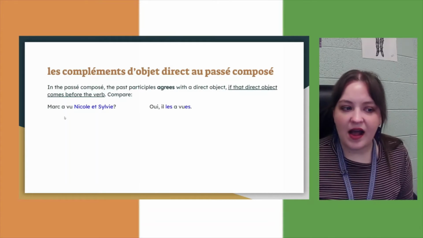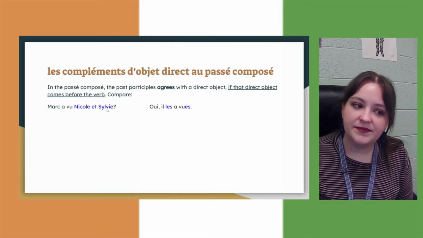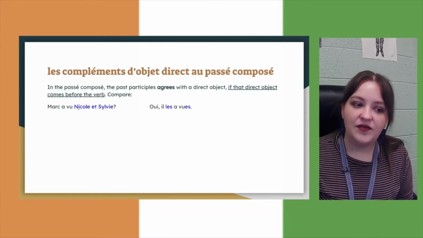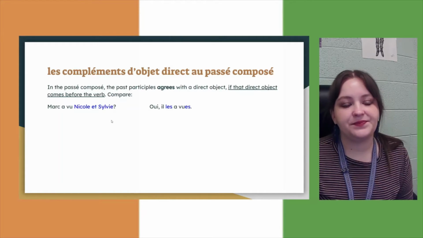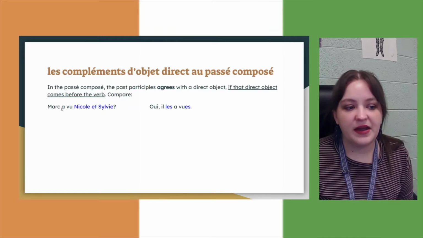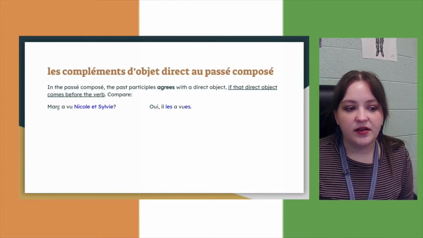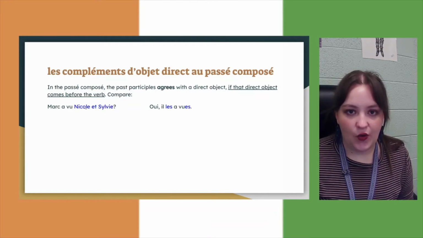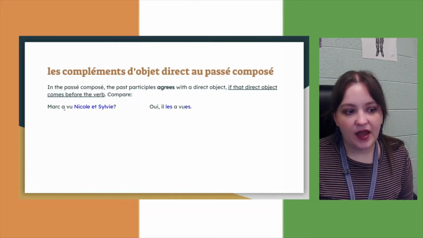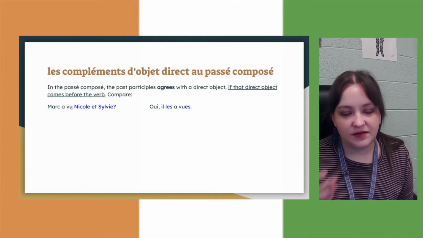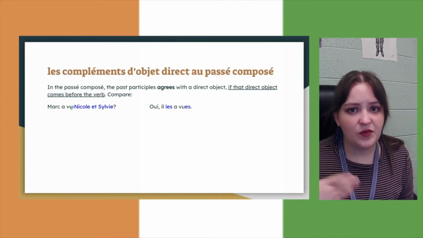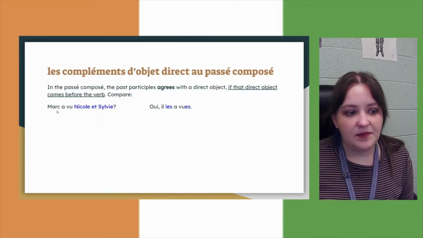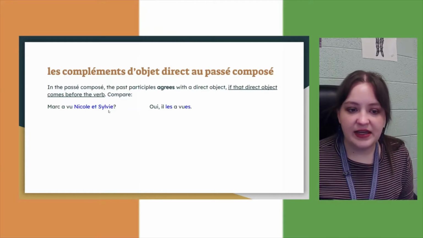So, Marc a vu Nicole et Sylvie. We've got our normal past tense here. Marc saw Nicole and Sylvie. A vu, right? Helping verb, past participle. It's been a little bit since we talked a bunch about the passé composé, but we've been doing it this whole time. Marc a vu Nicole et Sylvie.